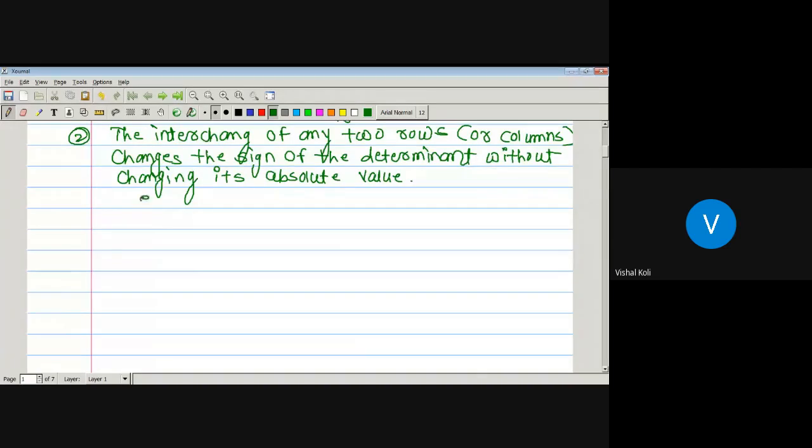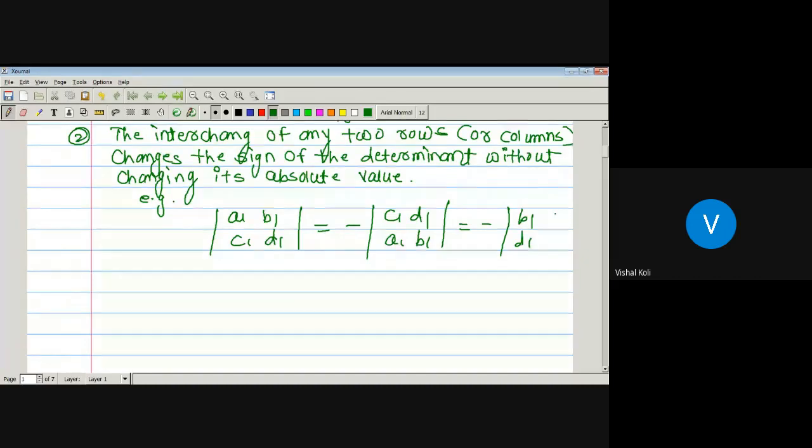For example, the determinant value of a1 b1 c1 d1 is equal to minus of c1 d1 a1 b1, which is equal to minus of b1 d1 a1 c1. This will be our original determinant. This will be a determinant obtained by interchanging its rows, that is, first row as second row and second row as first row, and this will be a determinant obtained by changing first column as second and second as first. Let us check by finding the determinant value.